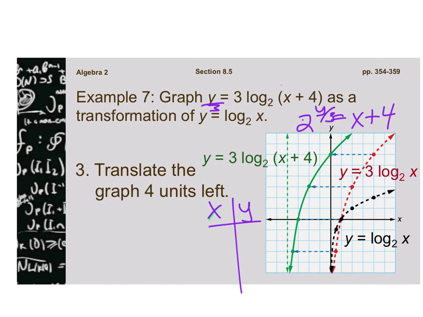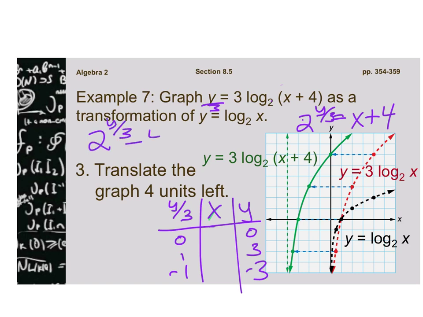So I'm going to be picking my y values. I need y over 3 to equal specific numbers. If y over 3 is 0, that means y has to be 0. If y over 3 is 1, then y has to be 3. If it's -1, then y has to be -3. So I can do it with these 3 points. Now I'm plugging into my equation: 2 to the y over 3 minus 4 is equal to x. That's what I've got to find, x.